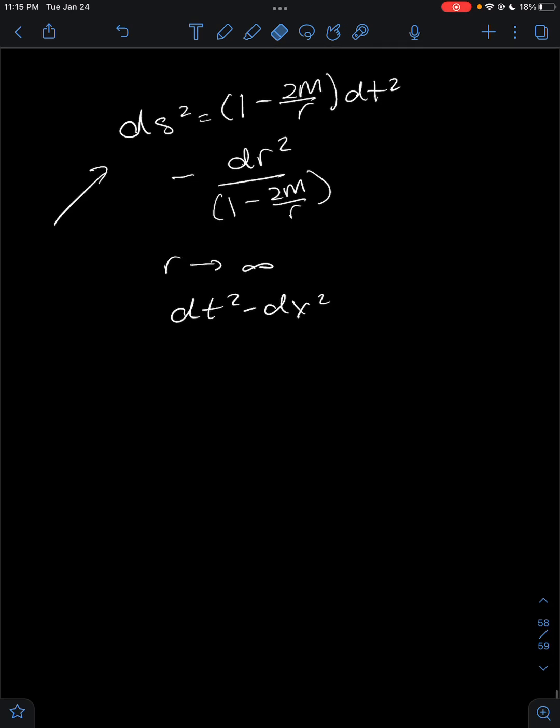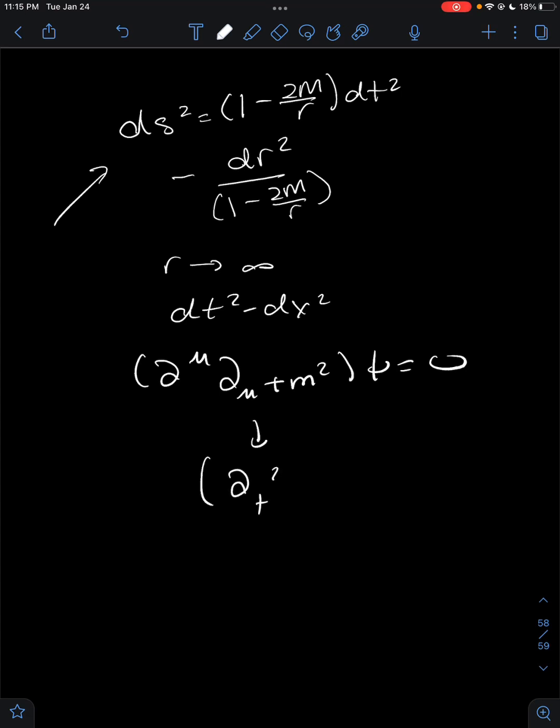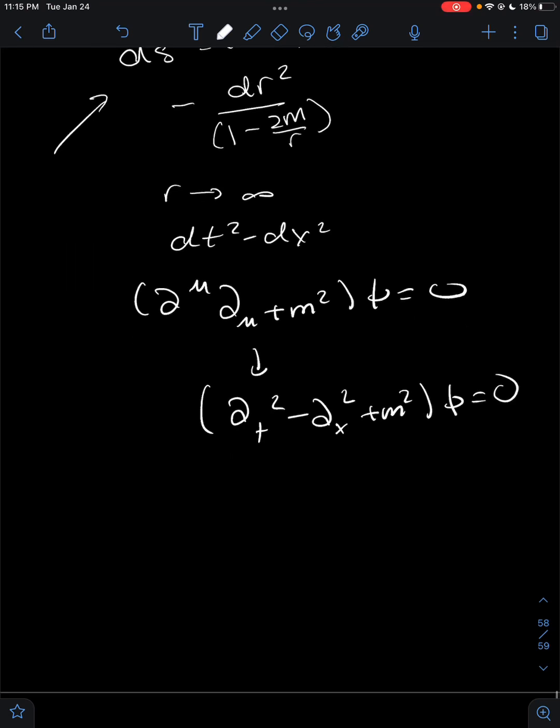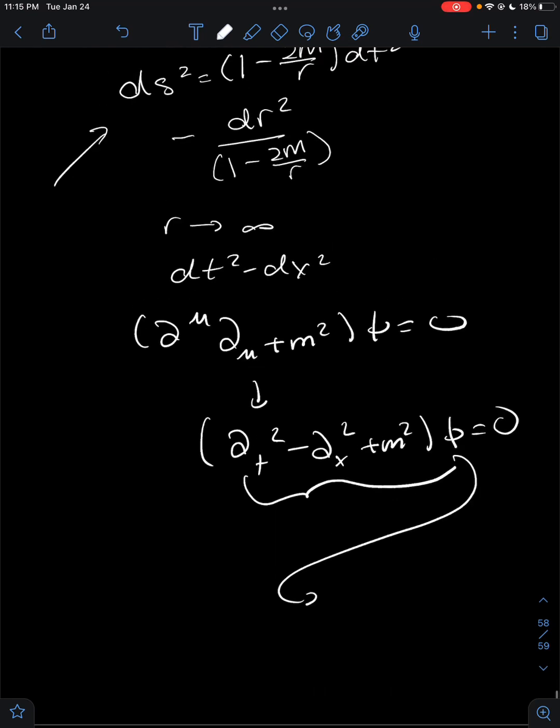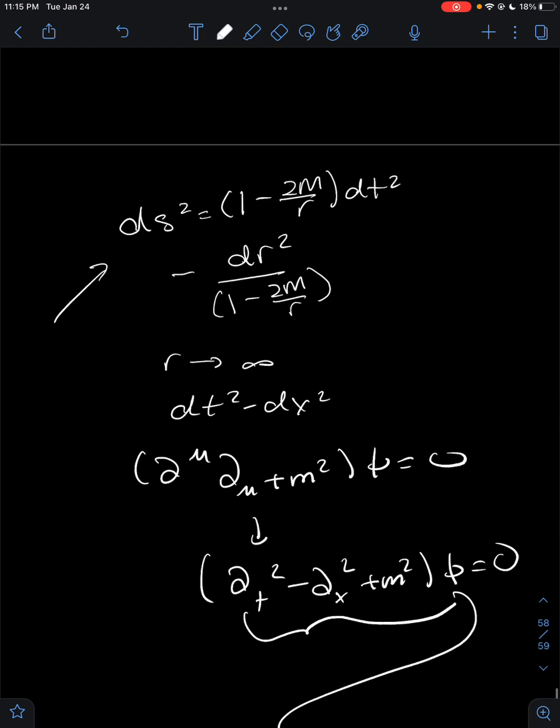Now, we know that in quantum field theory, we have something called the Klein-Gordon equation, which is this equation right over here. And this can be written like this for Minkowski spacetime. And this equation is very convenient for us because it allows us to expand our field in a mode expansion. And we all know what a mode expansion looks like.